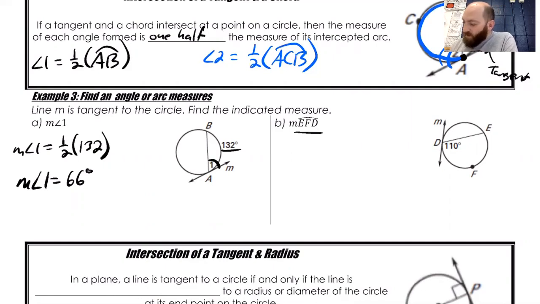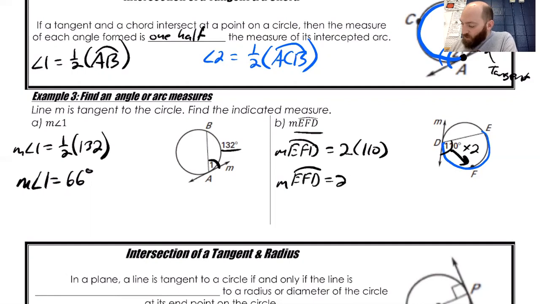Okay. Find the measure of arc EFD. So arc EFD is this one. So based on what I'm seeing there, 110 is my angle. So if I go from angle to arc, I'm going to multiply that by 2. So the measure of arc EFD is 2 times 110. So the measure of arc EFD ends up being 220 degrees. Okay.